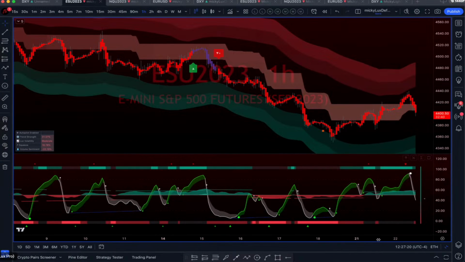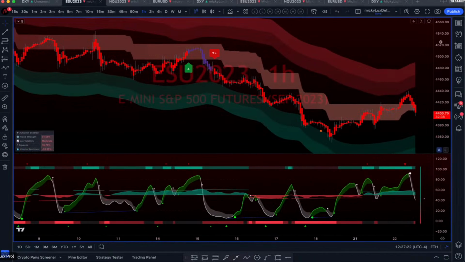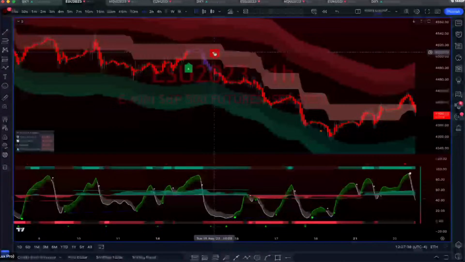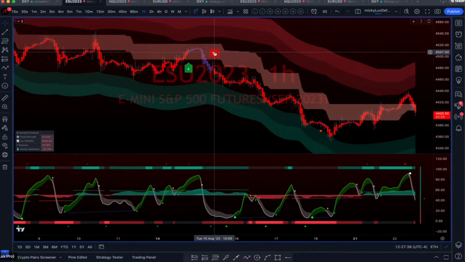Here's the 1 hour, right? Downtrend. I have the reversal zones turned on with the Neo Cloud. I have the confirmation simple, candle coloring simple as well, and then confirmation signals on. Long-term autopilot, right? I want to see the long-term trend.